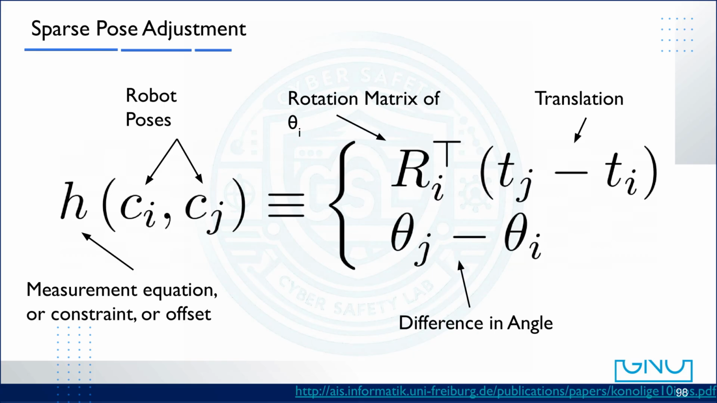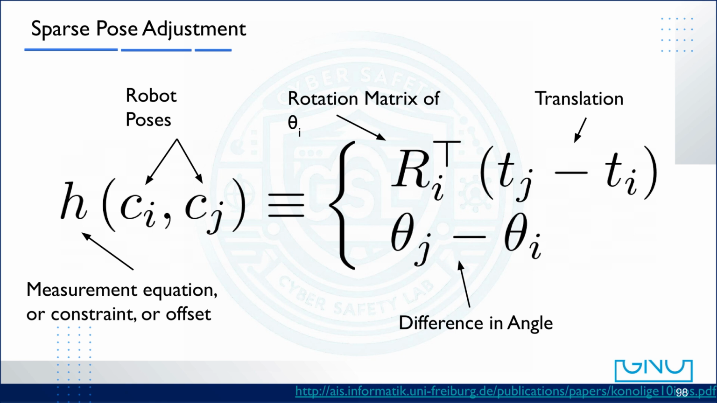Let's begin by understanding how we express the relationship between two robot poses. The function h of c_i and c_j represents the relative transformation between pose i and pose j. In other words, it tells us how pose j should look from the coordinate frame of pose i. This relative relationship includes two main components. First is the rotation component. This describes how much the robot's heading changes when moving from pose i to pose j. It captures the difference between their orientations.